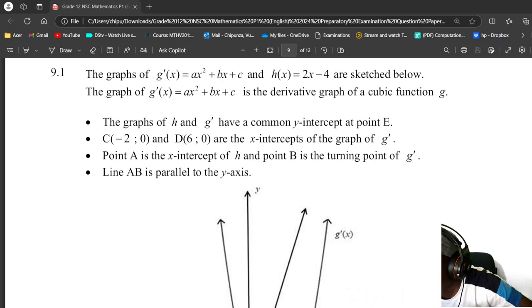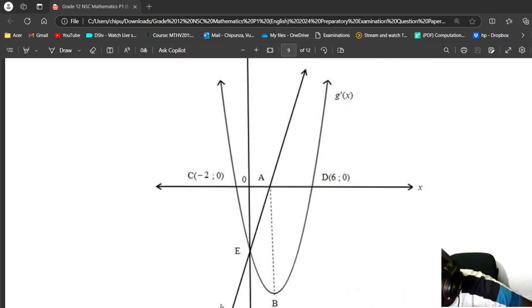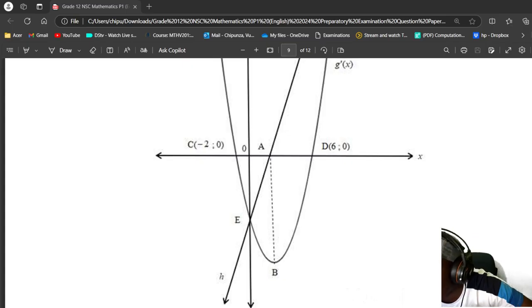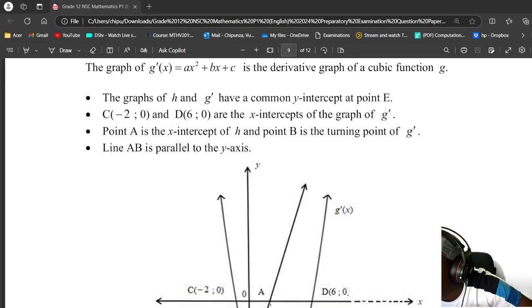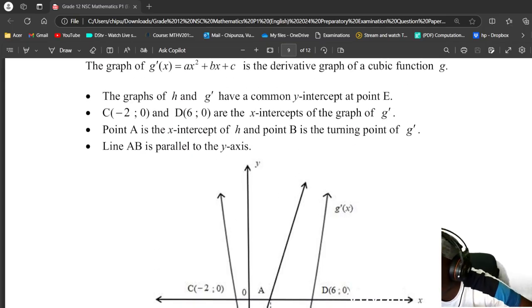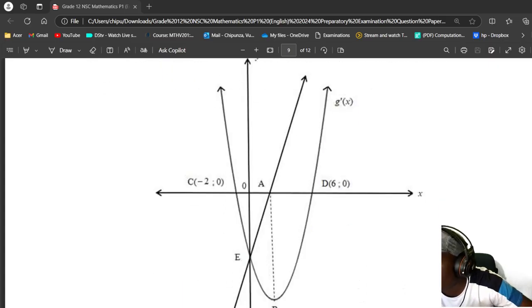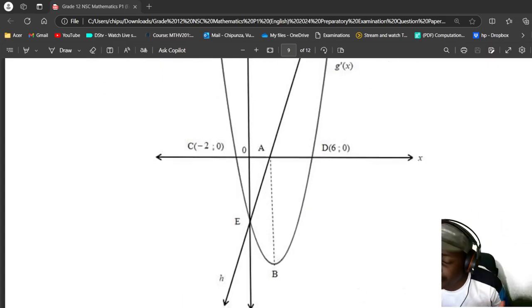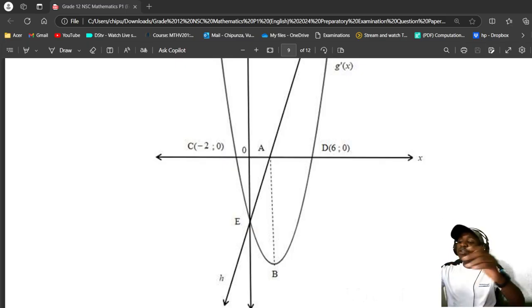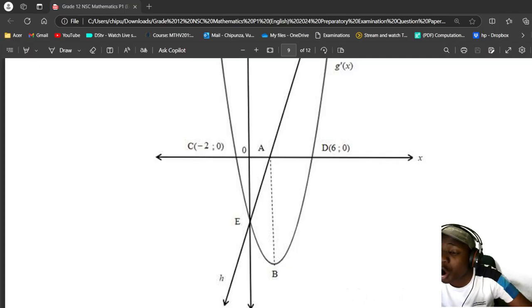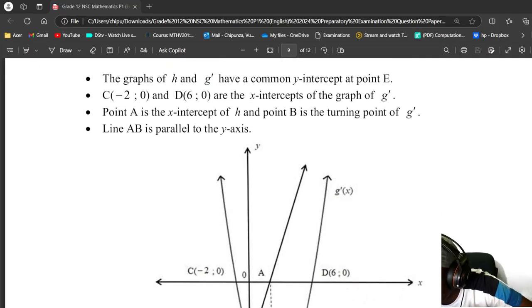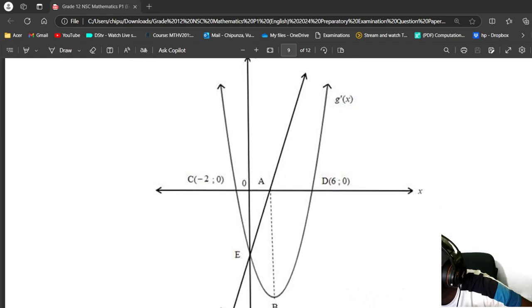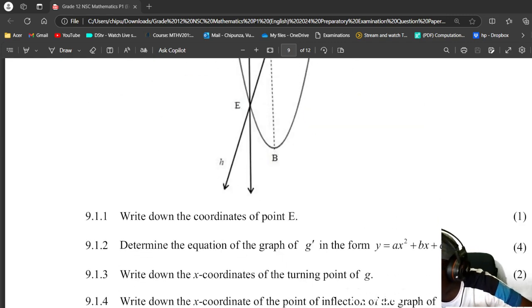Point A is the x-intercept of h, which means the y value of point A is equal to 0, because for the x-intercept we let y be equal to 0. Point B is the turning point of the function g, which means that point B can be calculated by saying x is equal to negative b over 2a, and then you substitute that x value in the original function to get the y value of the turning point. We are also told that line AB is parallel to the y-axis. This is interesting. Parallel lines.